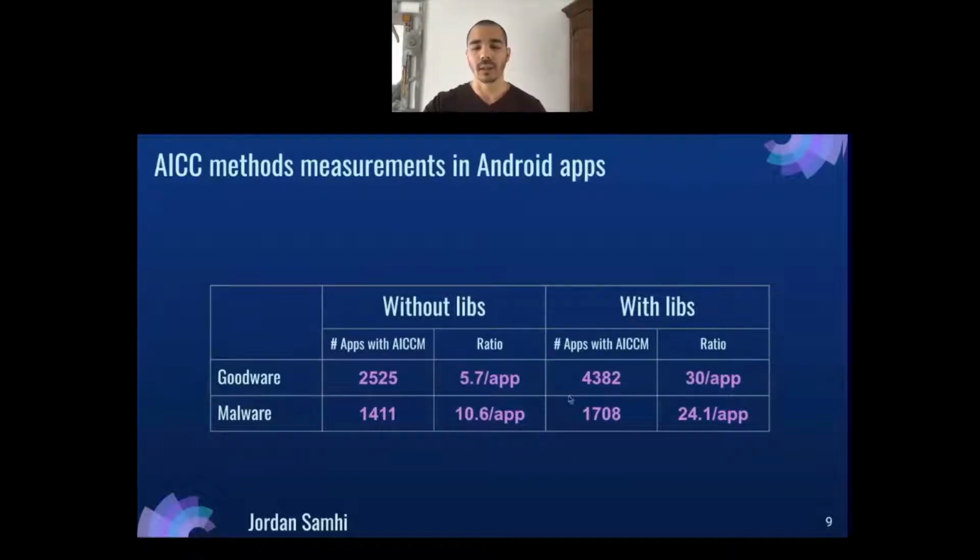So we can see that on average per application, there are almost 6 atypical ICC methods in goodware and almost 11 in malware, considering only the developer code. So those are pervasive. And if we take into account libraries, this is even more pervasive.